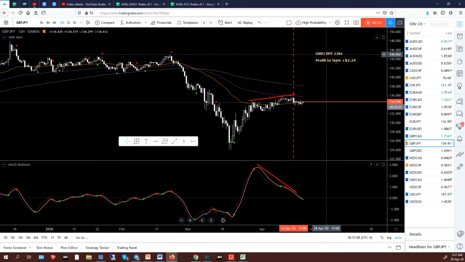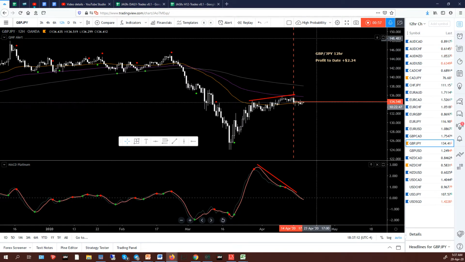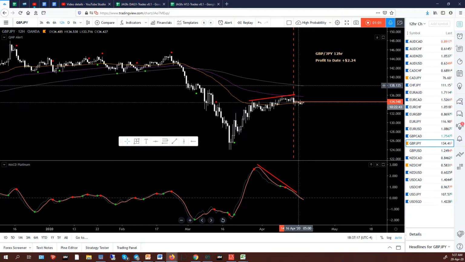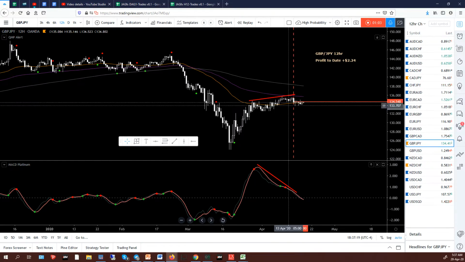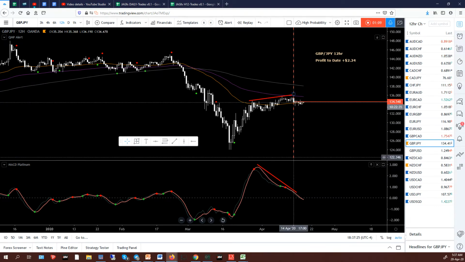So we'll start with the pound yen, 12-hour obviously. You can see there's no writing up here. I was in a sell here. My sells are designated by the red vertical and horizontal line at the intersection there. Red trend lines represent bearish divergence. So I took a sell here.